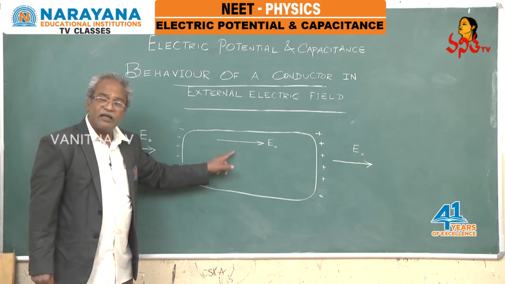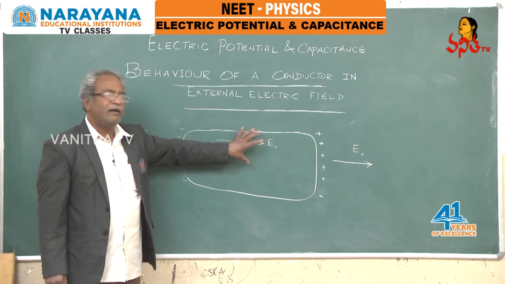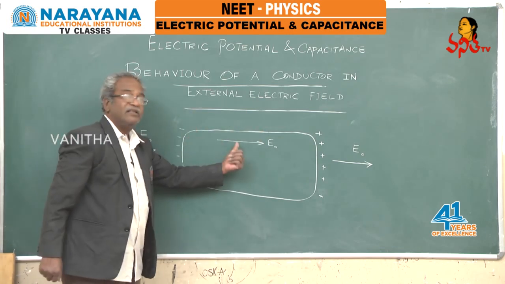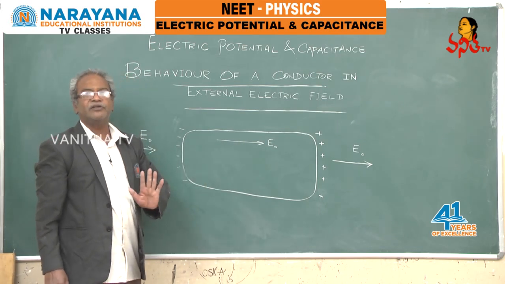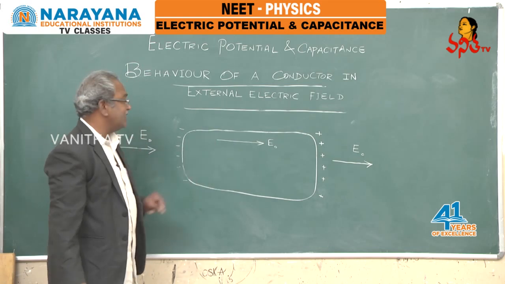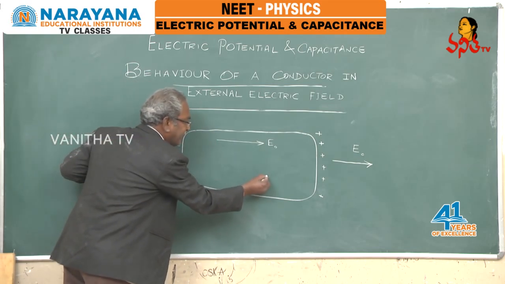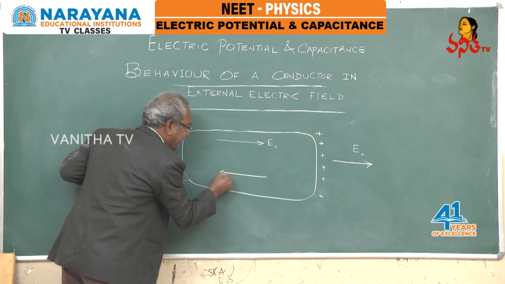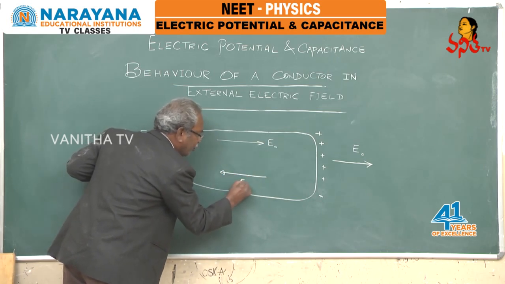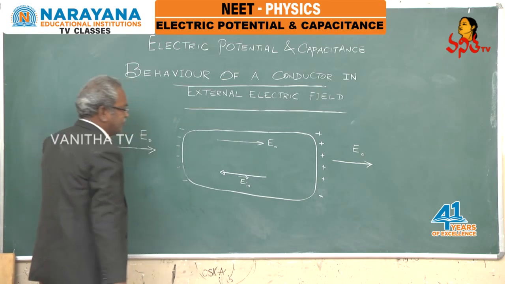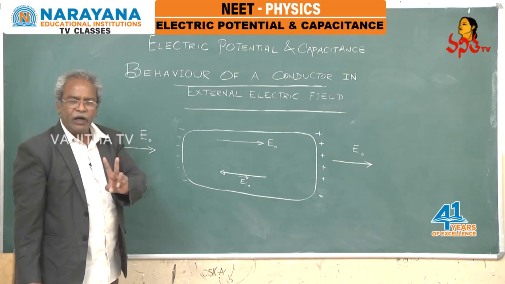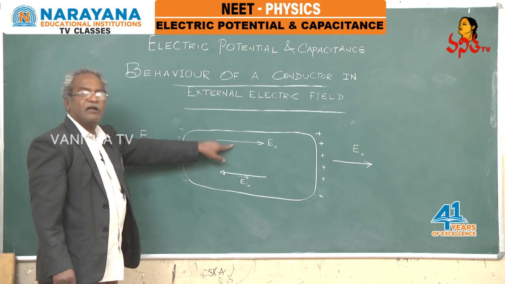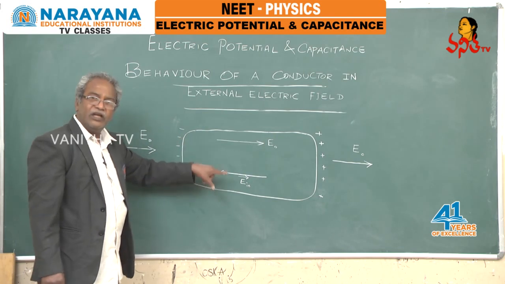Because of the induced charges, in the space of the conductor there is the external electric field, and also an electric field due to the induced charges. This is the direction of the induced electric field. Let us call it E induced. Therefore, inside the space of the conductor, there will now be two electric fields: one is the external electric field, the other is the induced electric field.